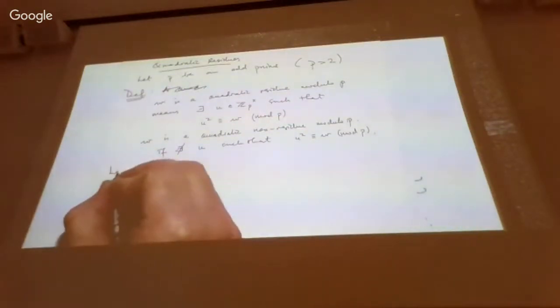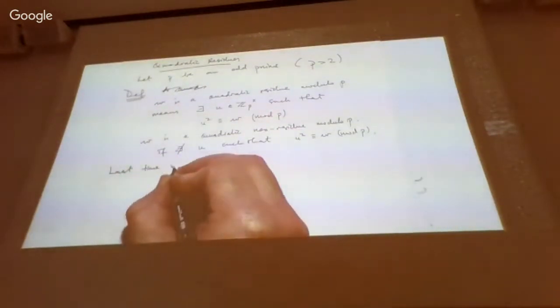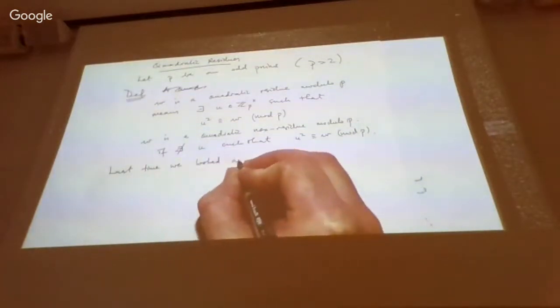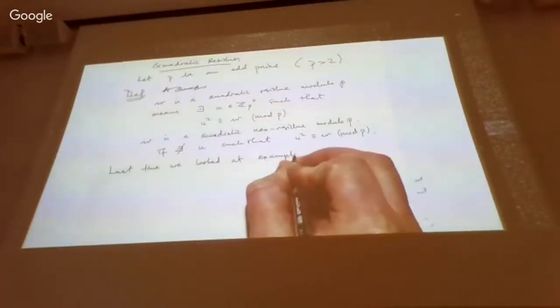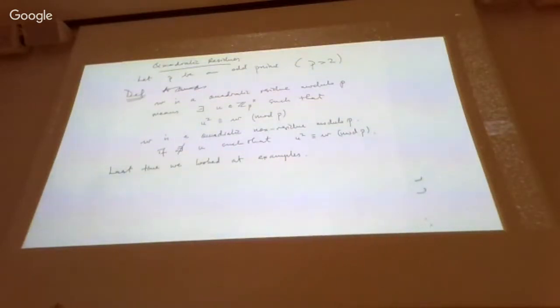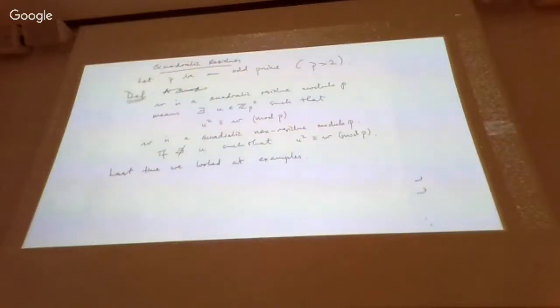So last time we investigated a few examples. I just want to show you how nice it is to use MATLAB to quickly generate those examples again. We'll also use that to motivate the couple of results we're going to do this morning, our first theorems about quadratic residues. Any questions about the definition itself?